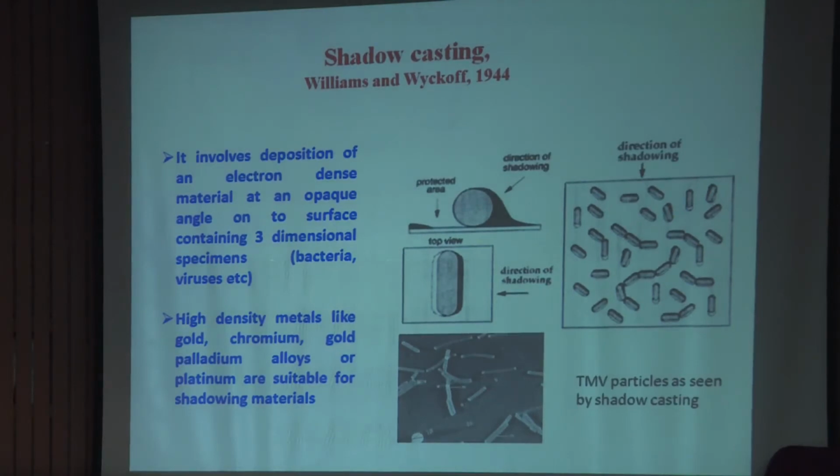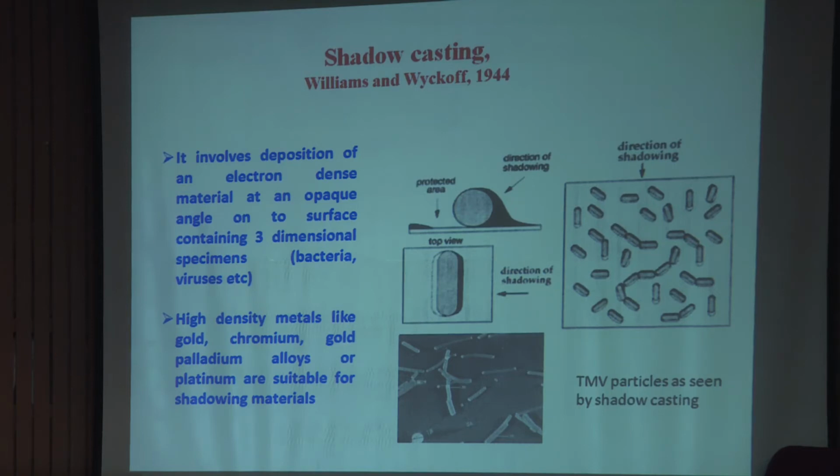So what was this method? There is a machine where you can put heavy metals like chromium, gold, palladium, alloy or platinum. Then you put your preparation on the grid and spray this metal dust over the grid. There will be a shadow after this metal deposition on the grid. This gives an idea about the shape of the virus particle. In those days people were using shadow casting. Like you can see this TMV particle, with shadow casting it looks like this kind of structure.